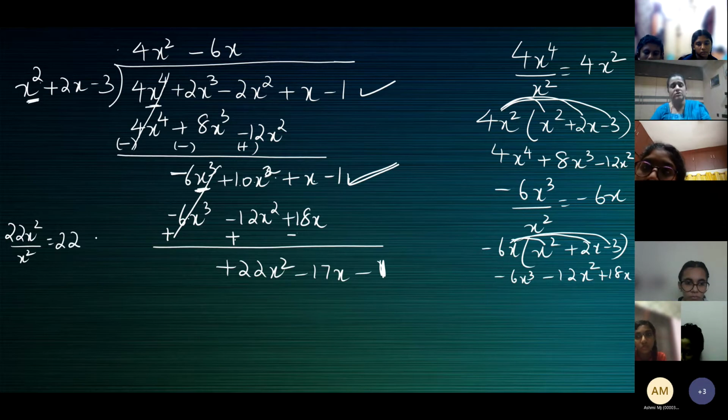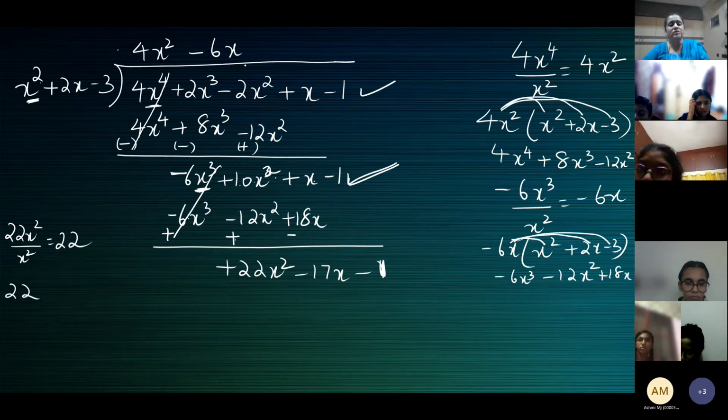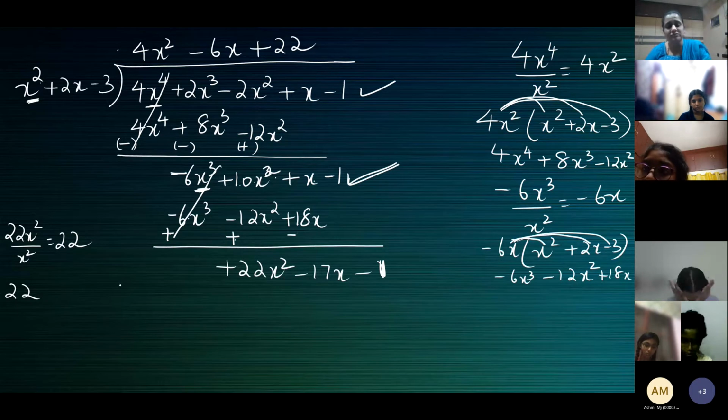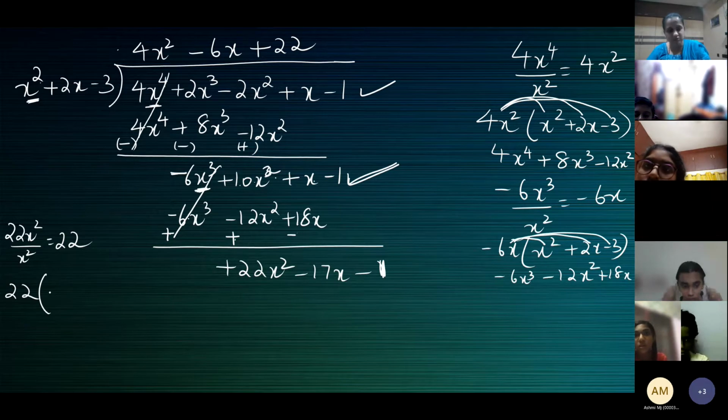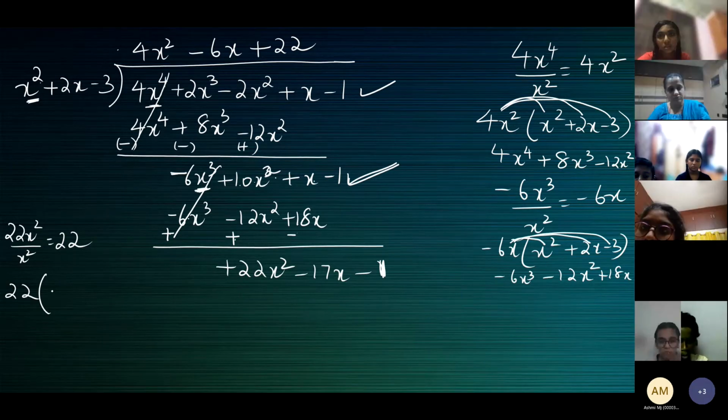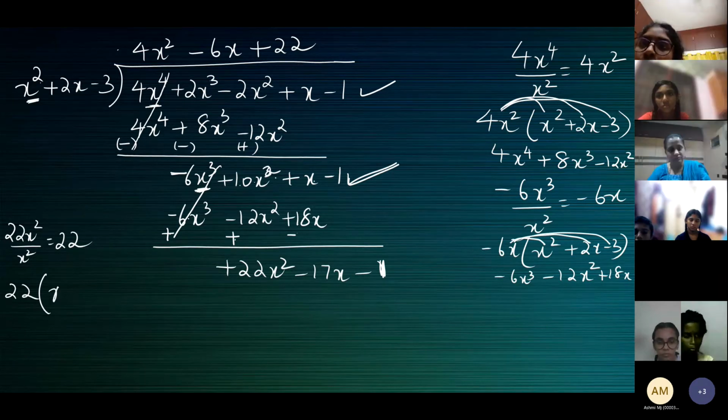22, ma'am. Yeah. So now you should multiply 22 with what? 22 means plus 22. Write that in the quotient. If you're getting simply 22, that means it's plus 22. Now you need to multiply 22 with the divisor. x power 2 plus 2x minus 3, ma'am.